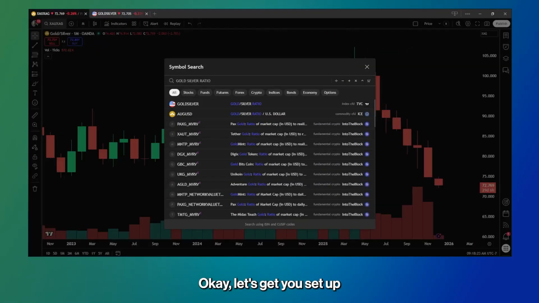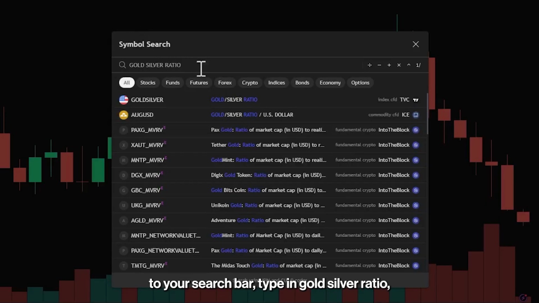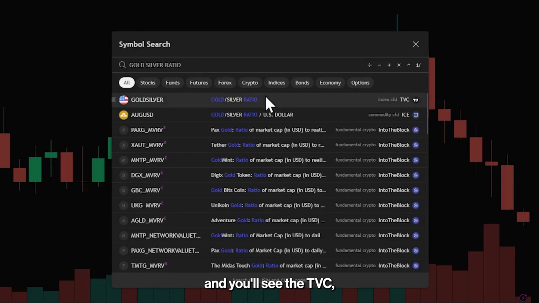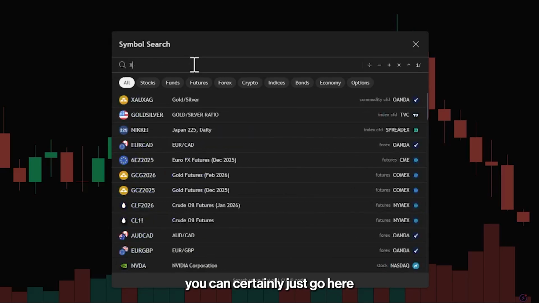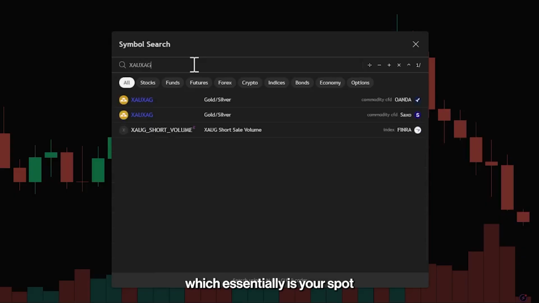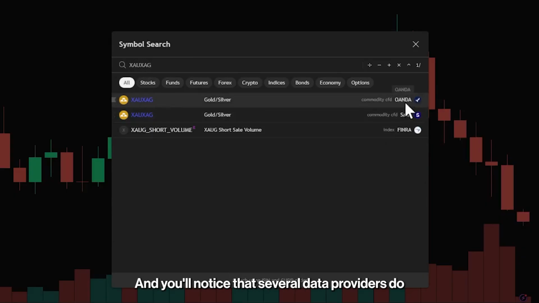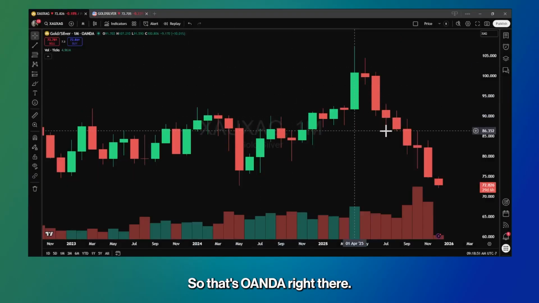Okay, let's get you set up to look at the gold-silver ratio on TradingView and on MT5. First, TradingView: simply go up to your search bar, type in gold-silver ratio, and you'll see the TVC, the TradingView feed, will give you an actual gold-silver ratio in real time. If you don't want to use that indicator, you can just type in XAU, XAG, which is essentially spot gold to spot silver, and several data providers give you live updates on that, so that's OANDA right there.